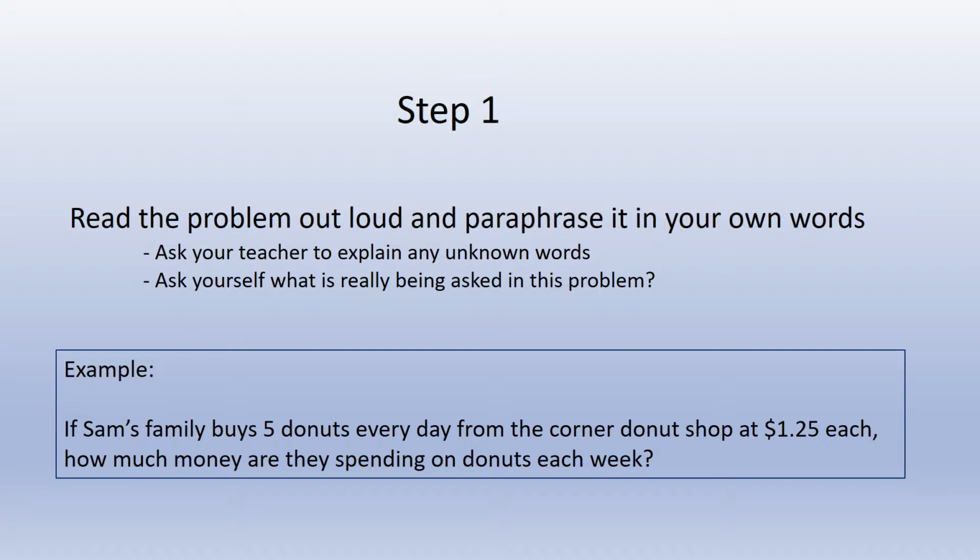Here's an example of a very simple math story problem that we're going to use. So it reads like this. If Sam's family buys 5 donuts every day from the corner donut shop at $1.25 each, how much money are they spending on donuts each week?